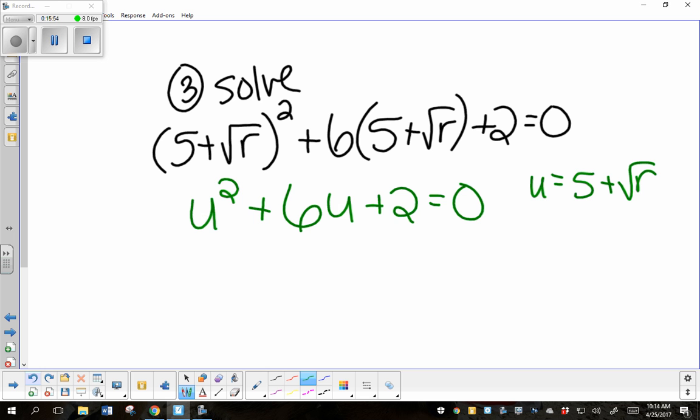Okay, let's vote. Actually vote this time. We're gonna vote for do you want to do completing the square or quadratic formula? Raise your hand for completing the square. Raise your hand for quadratic formula. Okay, completing the square one.